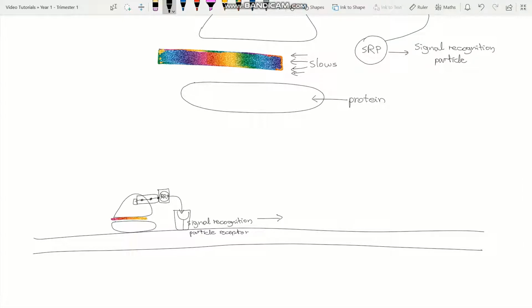So if we redraw our ribosome once again here with our mRNA sequence and amino acid sequence that is forming, once the SRP has been bound to the signal recognition particle receptor, a particular protein translocation channel is able to open up within the endoplasmic reticulum membrane.